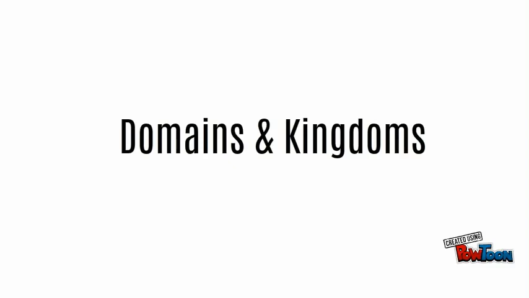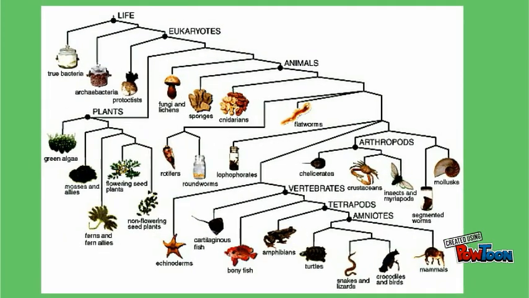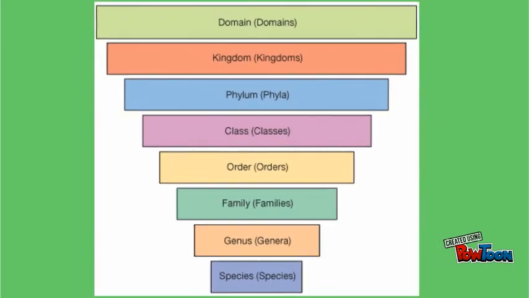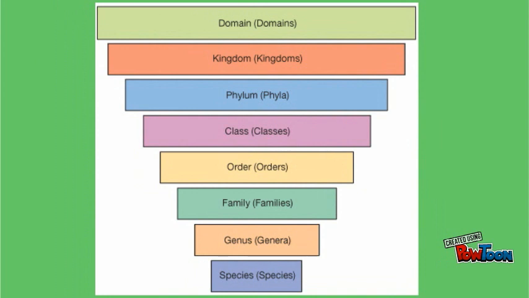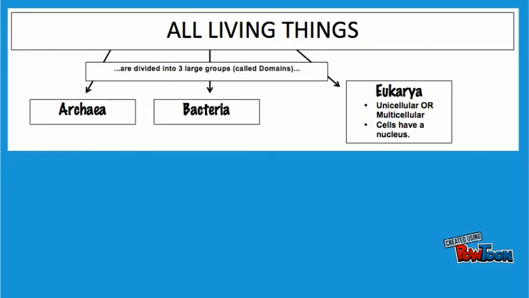Welcome to my review of the domains and kingdoms of living things. You may recall from my previous video that scientists sort organisms into orderly groups using the 8 levels of classification: domain, kingdom, phylum, class, order, family, genus, and species. All living things are sorted into one of 3 domains: archaea, bacteria, or eukarya.